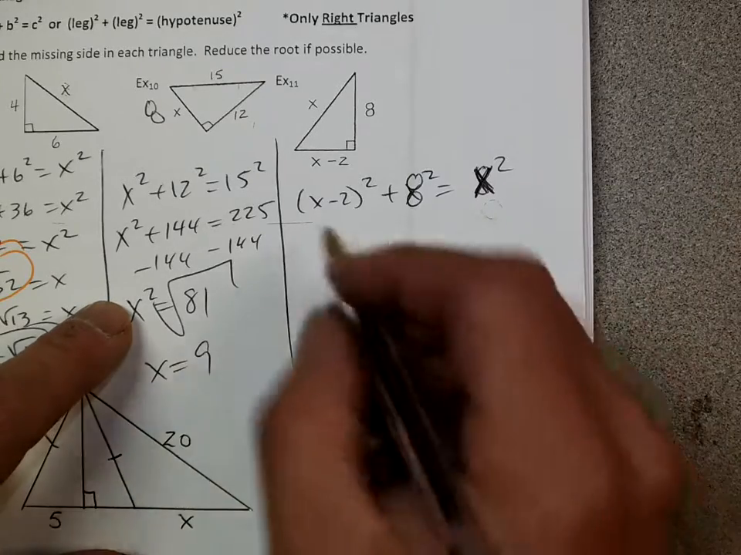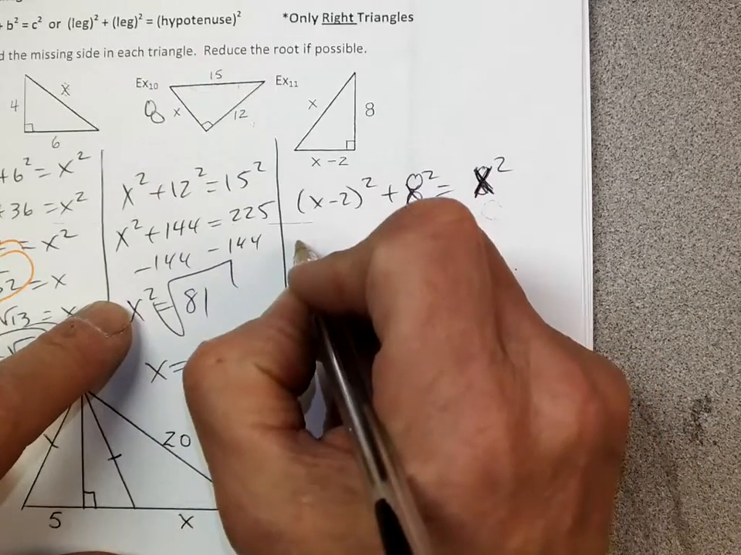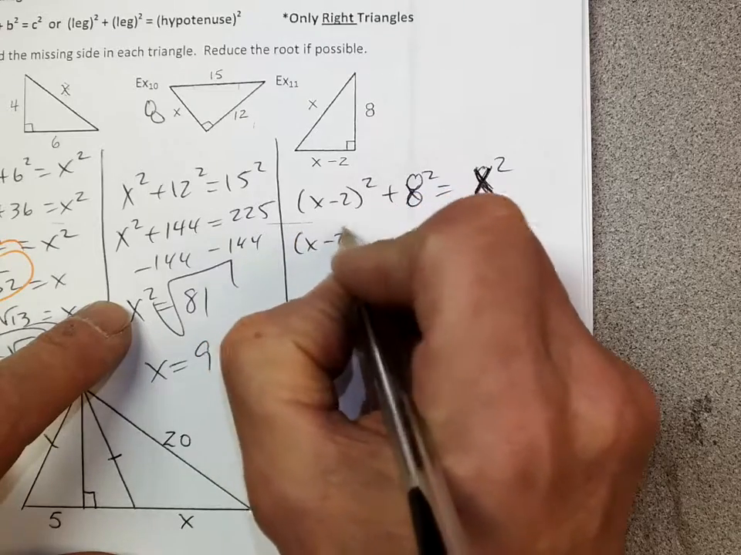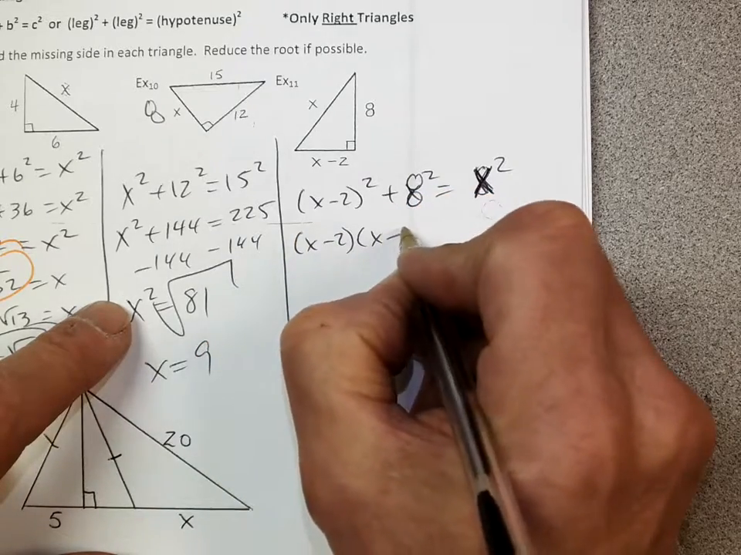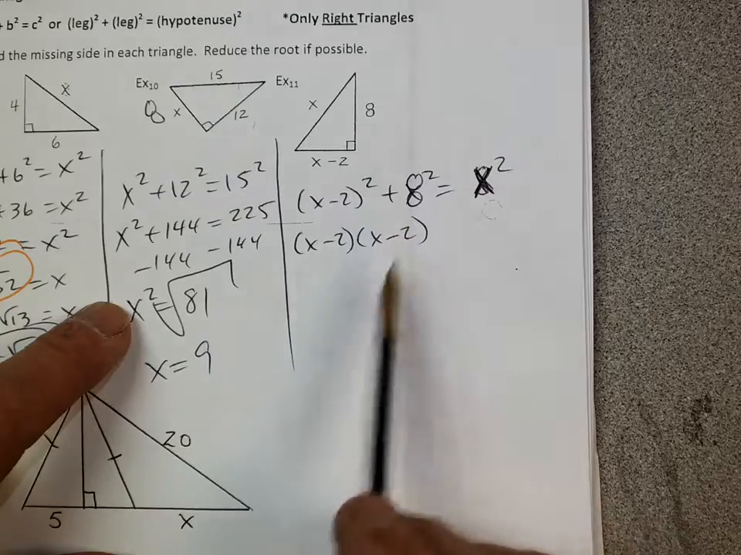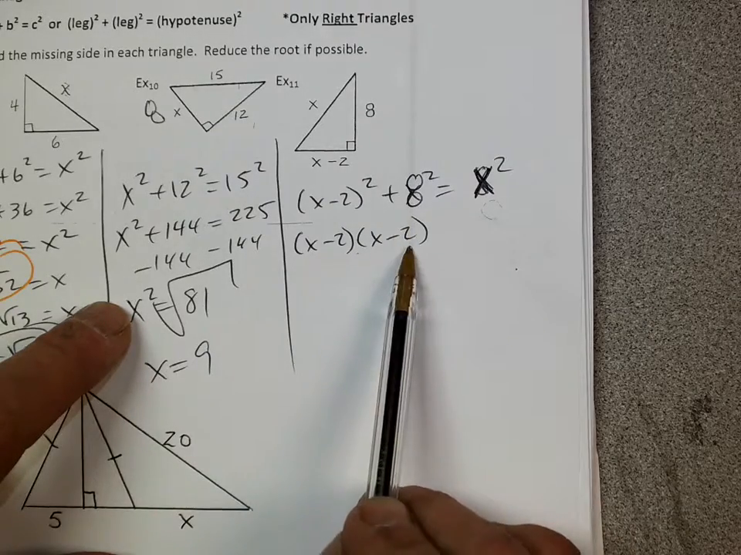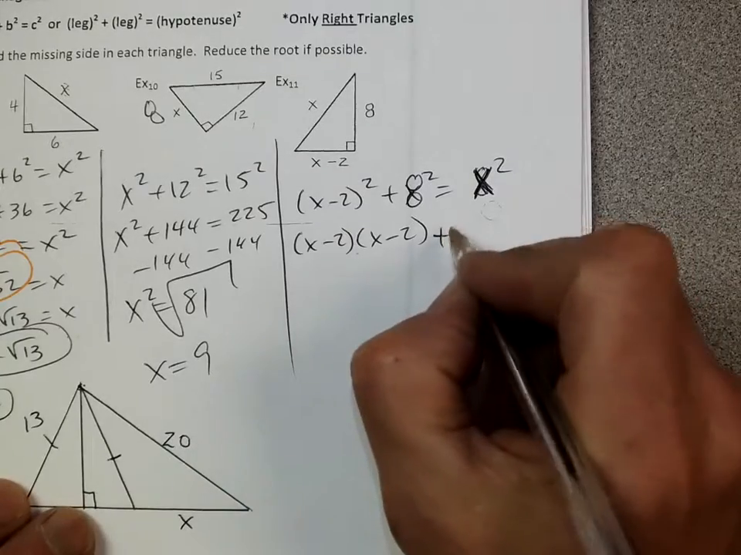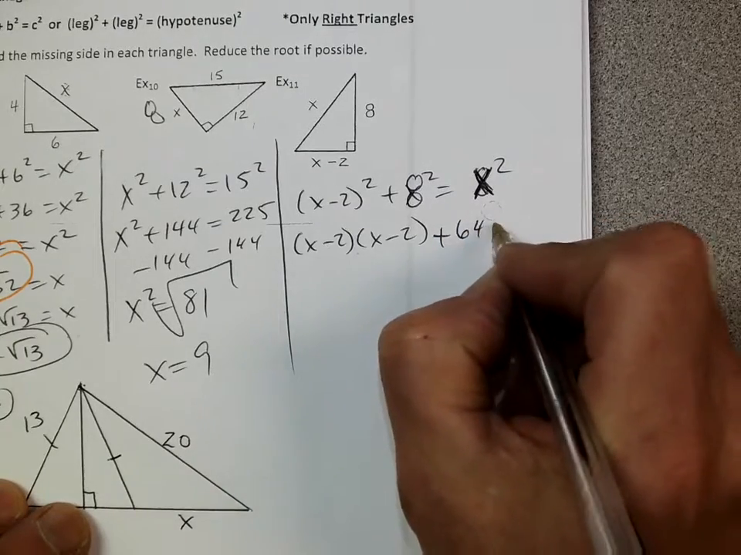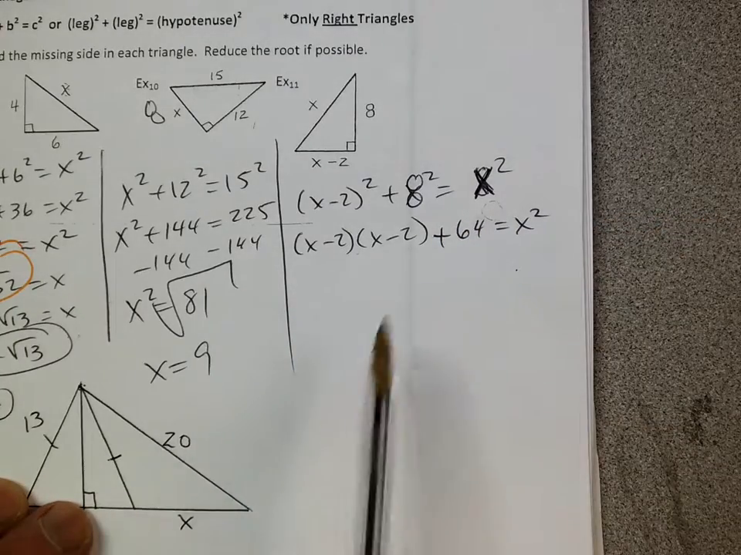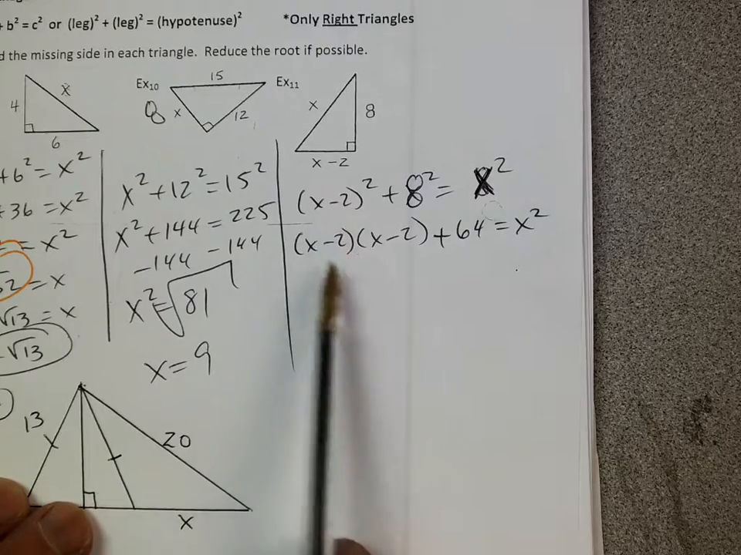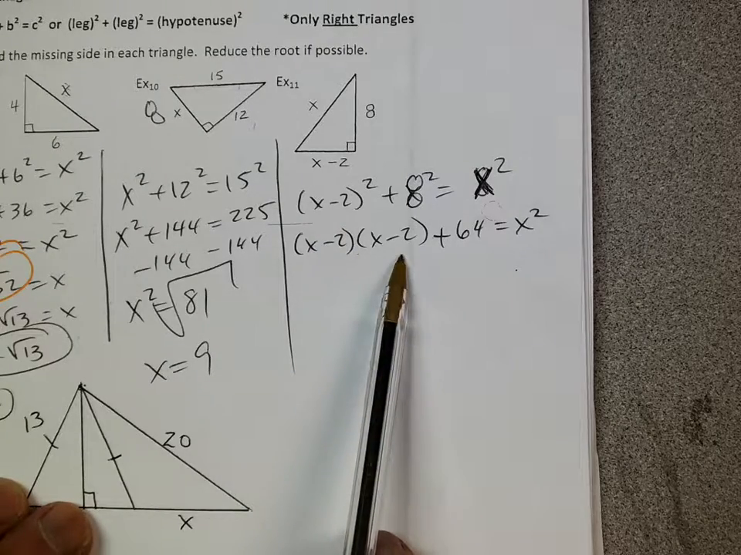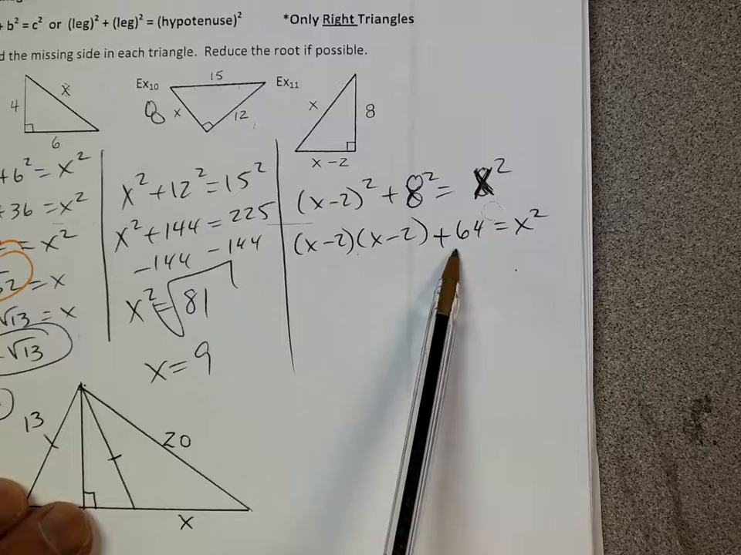Okay. (x minus 2) squared is the same thing as (x minus 2) times (x minus 2). Okay? (x minus 2) squared really means (x minus 2) times (x minus 2), because something squared means it's times itself. Plus 64 equals x squared. 8 squared is 64, equals x squared.